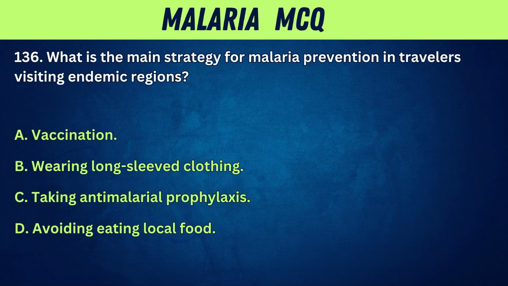136. What is the main strategy for malaria prevention in travelers visiting endemic regions? A. Vaccination. B. Wearing long-sleeved clothing. C. Taking antimalarial prophylaxis. D. Avoiding eating local food. Answer: C.